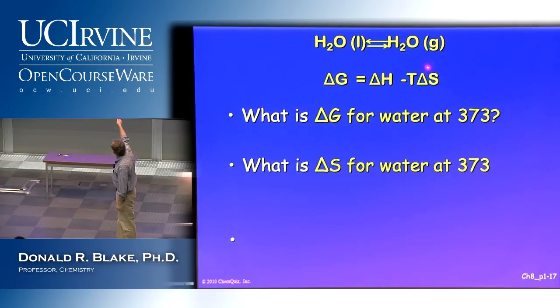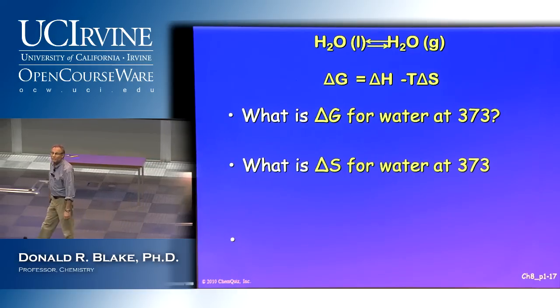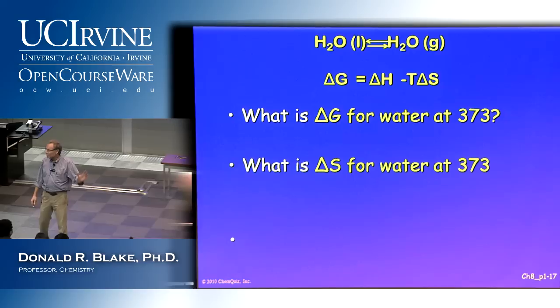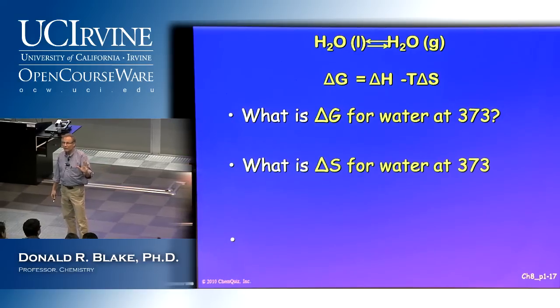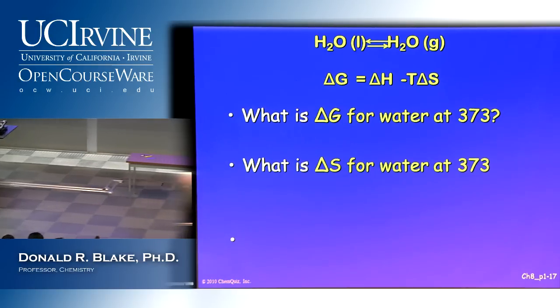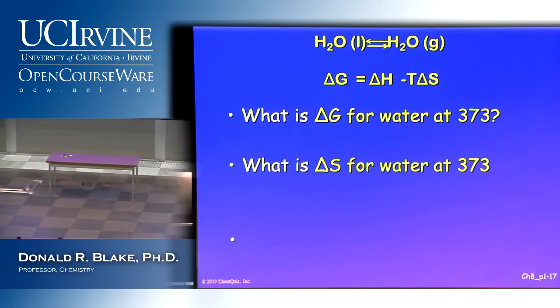We just move this to the other side, and we get this as zero. So it's going to be delta H is equal to T delta S. Delta H is equal to T delta S. You can do that math, right? So what if I tell you that delta H for vaporization is 40.7 kilojoules? What is delta S? Do it.